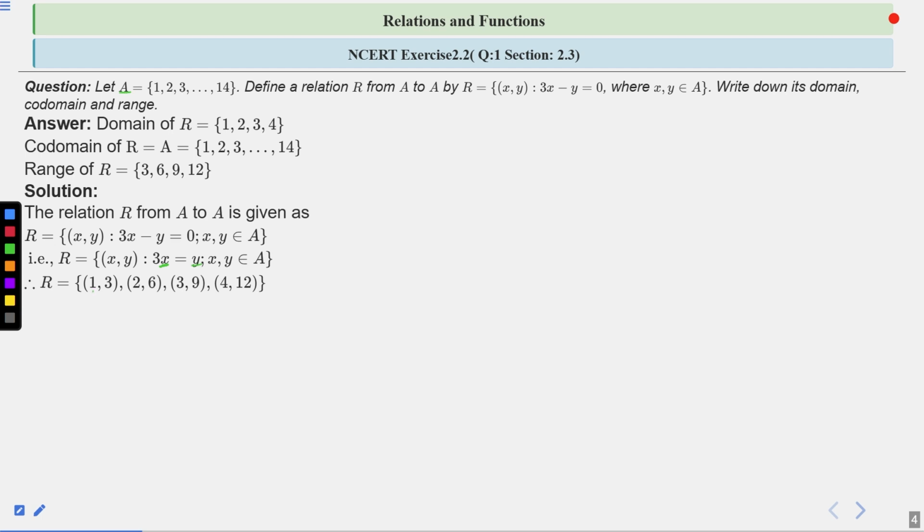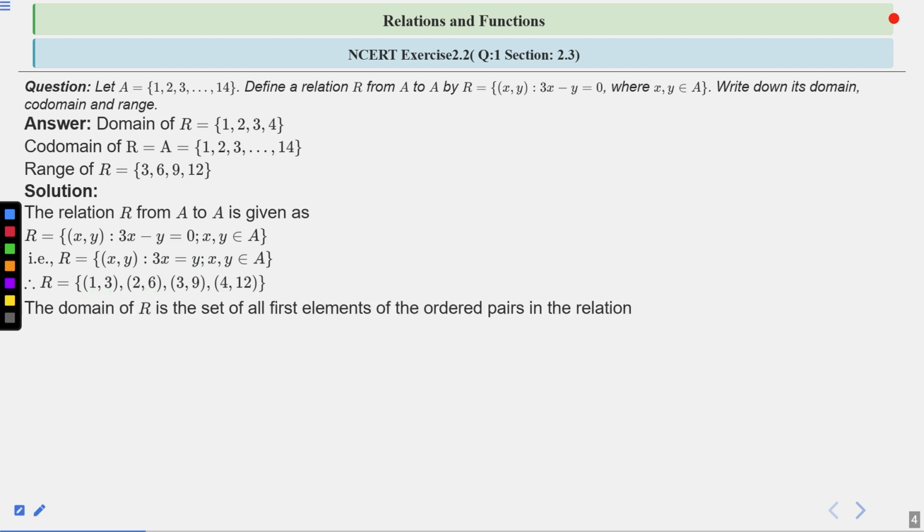So if you plug 1 you will get y 3, if you plug 2 you will get y 6, if you plug 3 you will get y 9, and if you plug 4 you will get y as 12. What about other? If you plug x value as 5 then y is 15, but you cannot take that ordered pair in this relation. Why? Because both elements x and y must be from the set A. Yes, if you plug 5 the y will be 15 and 15 doesn't belongs to the set A.